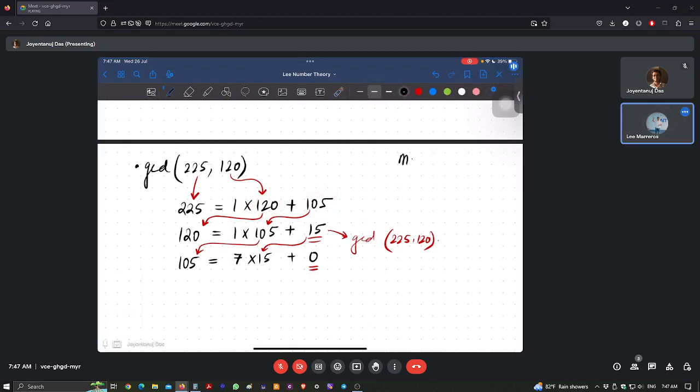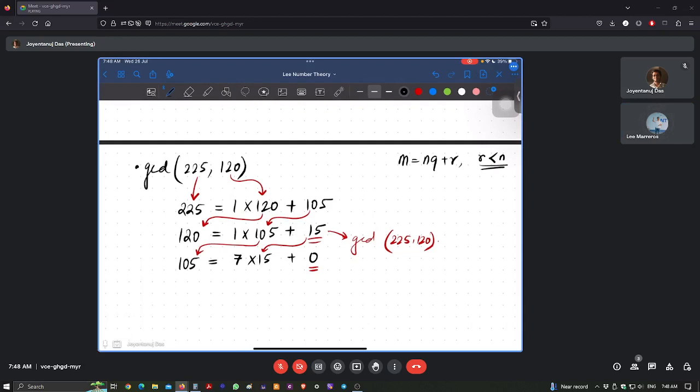So m equals nq plus r. This r is always less than n, because we are dividing by n, right? So that is the thing. That's why we again go to the next step.